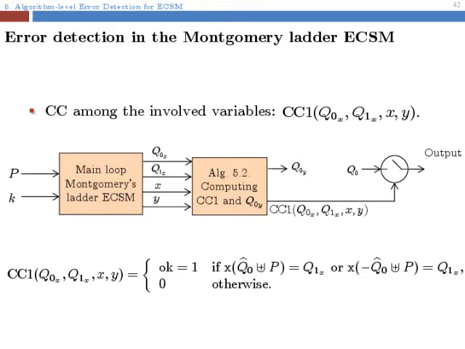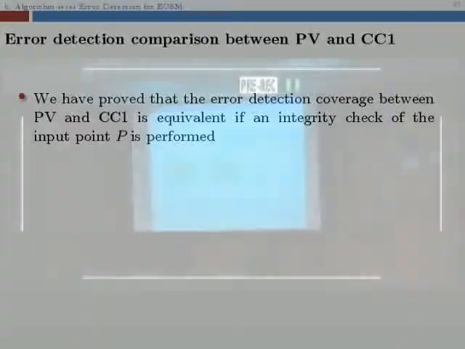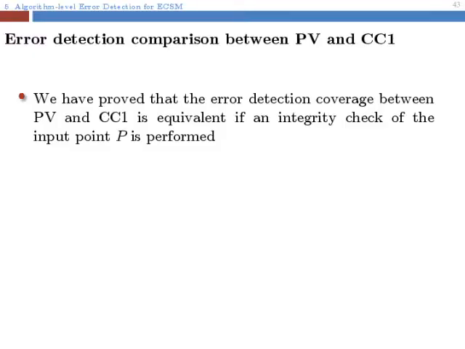Another approach could be using coherency check. We can use coherency check here because Montgomery's algorithm assumes that the difference between these 2 points, Q0 and Q1, is P, at each moment of the algorithm. If this is true, then at the end you can perform a point addition with P, and you need to obtain Q1x, the x coordinate of Q1.